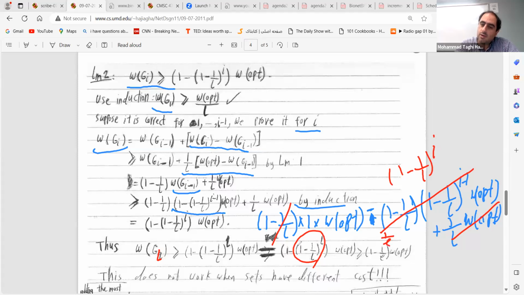And as I mentioned, 1 minus 1 over E would be the maximum of this sequence, so I can just replace this. So I get 1 minus 1 over E times opt. This is the one that we have. I mean, that's it. Good.